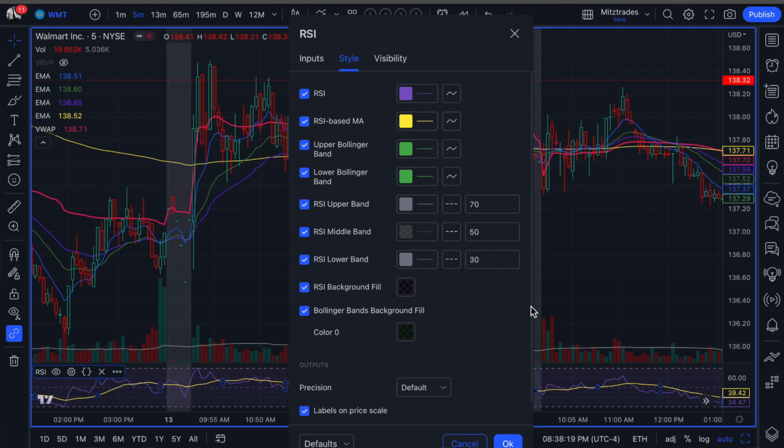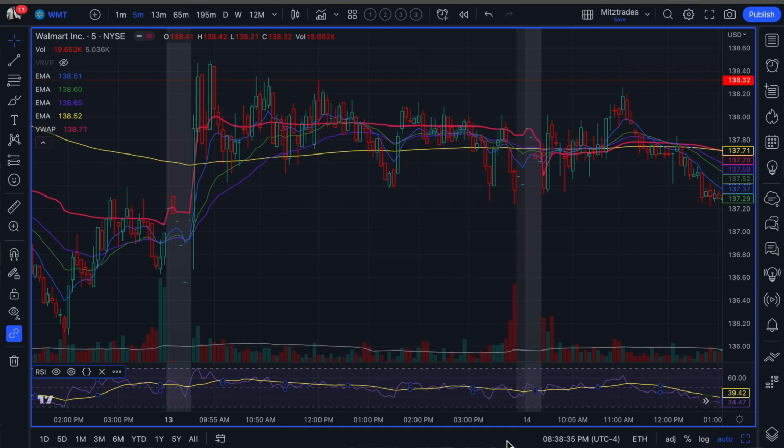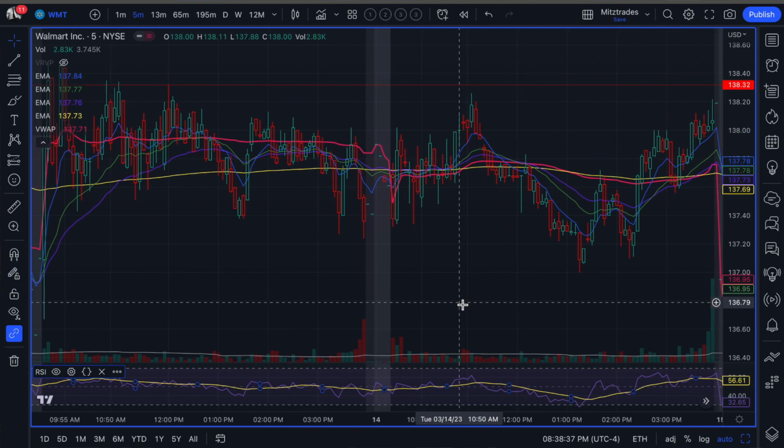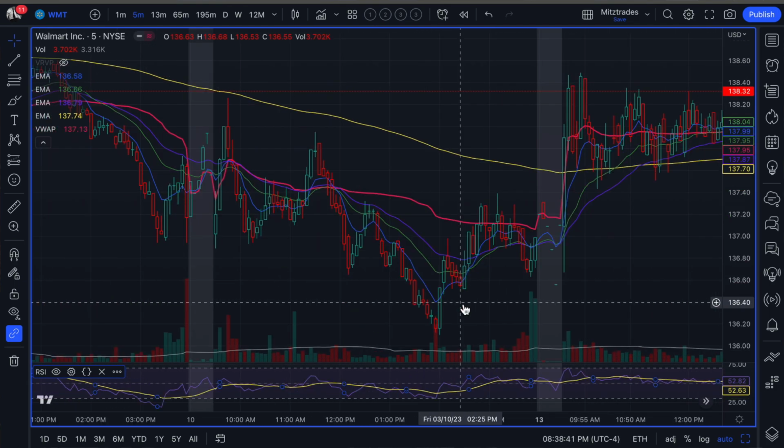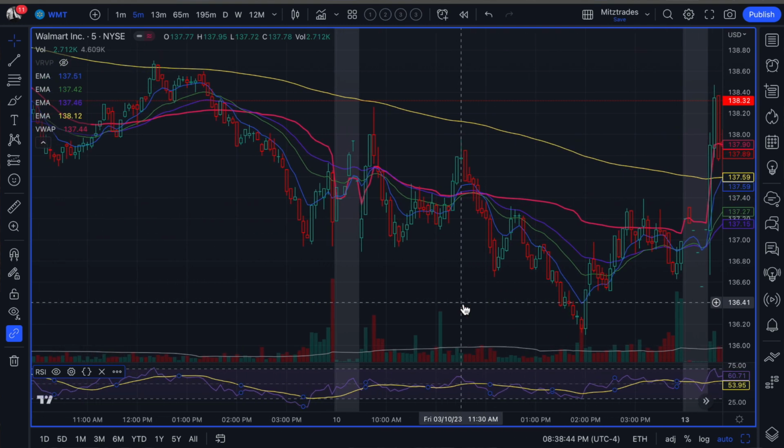This results in a value between 0 and 100, with values above 70 indicating that the stock is overbought and values below 30 indicating that the stock is oversold. You can customize these values to suit your needs. Some people prefer a more dramatic indication and will set their values to 80 and 20. Traders and investors use the RSI as a tool to identify potential buy and sell signals.